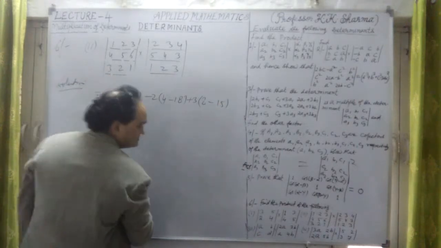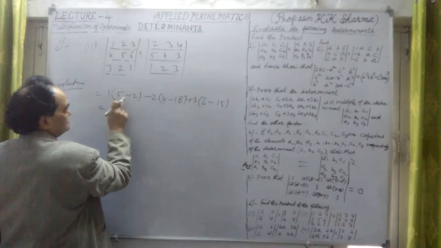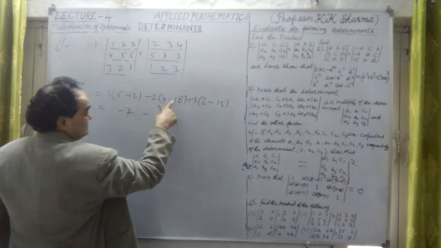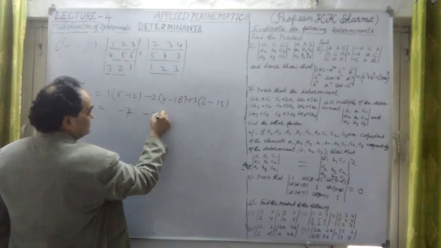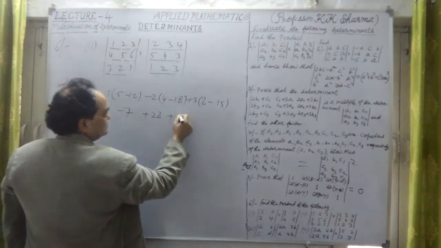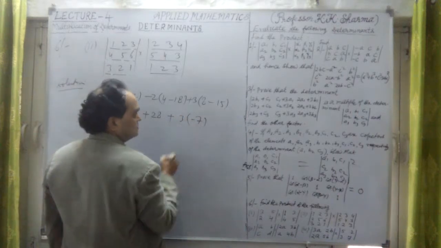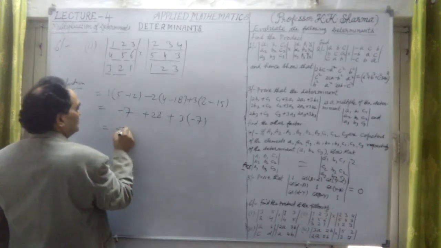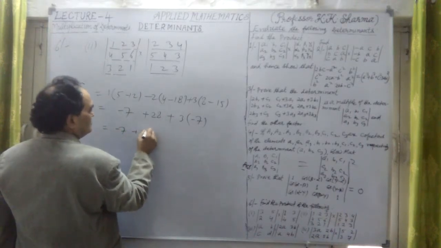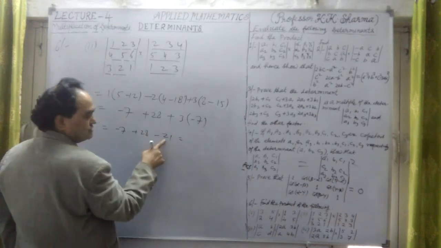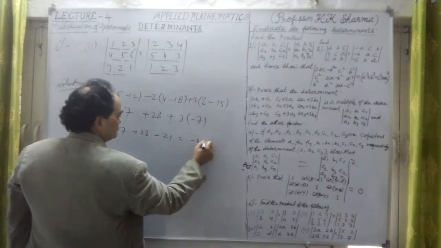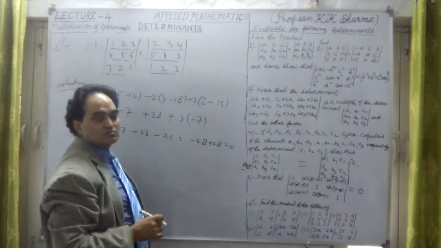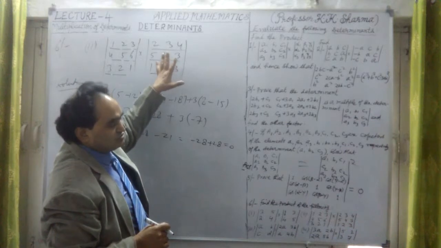Let me first solve the first determinant value. This is minus 7, and this is minus 2 into minus 9, 18 plus 14, 14 into 28, which is plus 28, plus 3 into minus 7, 21, minus 21. Minus 7 plus 28 and minus 21: minus 21, minus 7 is minus 28, plus 28 is 0. The first determinant value is coming 0. And the second determinant, maybe if it is not 0, no problem.